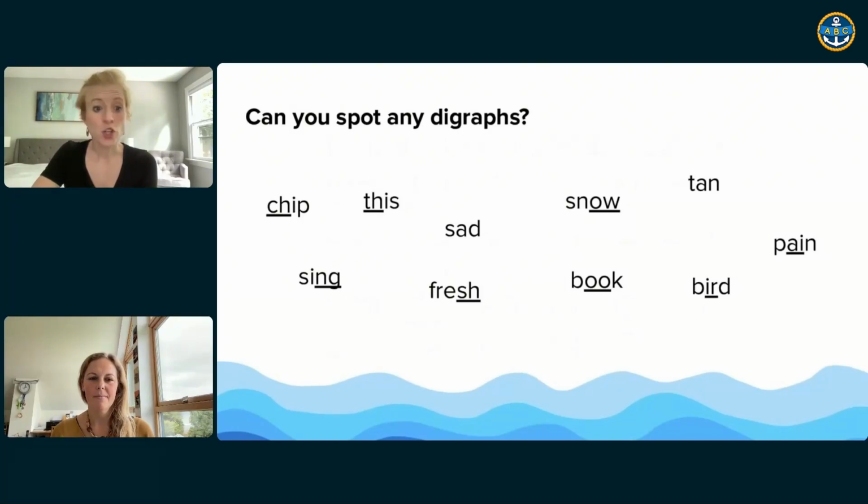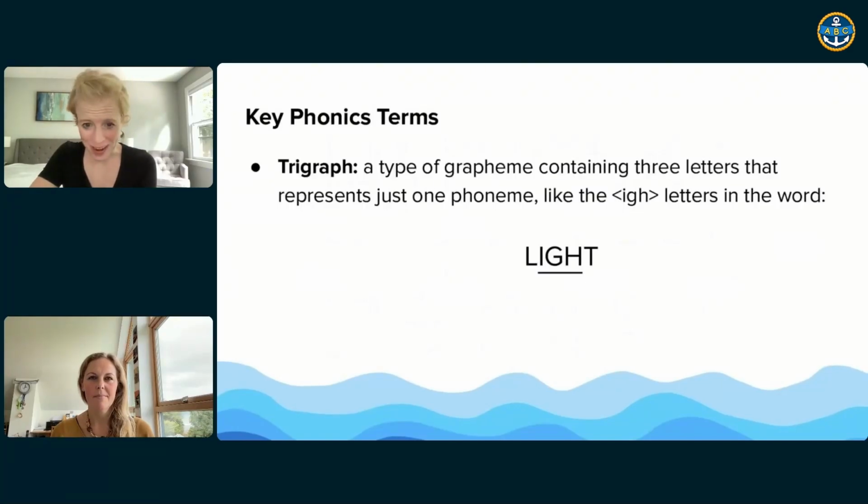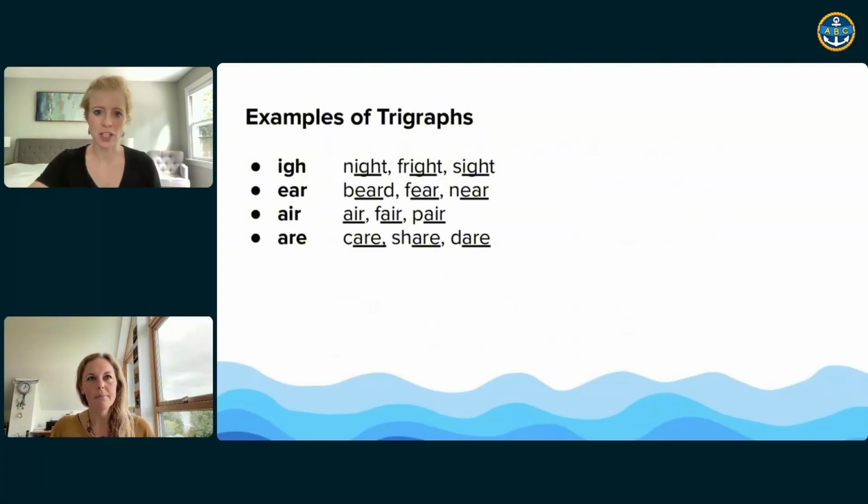Now let's do the same thing with trigraphs. You might have guessed this already. If you didn't know it, a trigraph, like a digraph, is a type of grapheme that contains multiple letters, in this case, 3 letters that represent just one phoneme, like the IGH letters in the word light. Here you can see other examples of common trigraphs, igh, ear for ear, and then 2 different graphemes for air. For the single phoneme air, we have the AIR and the ARE. English is such a wonderful language.